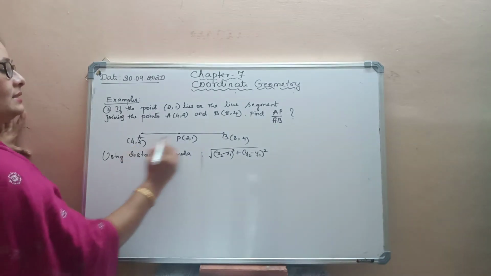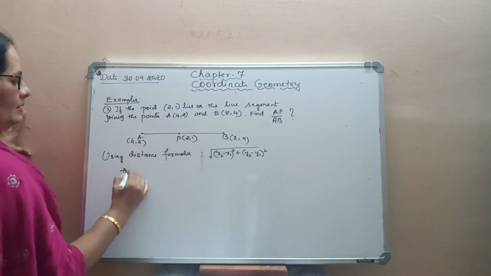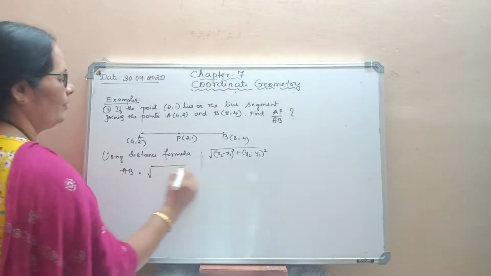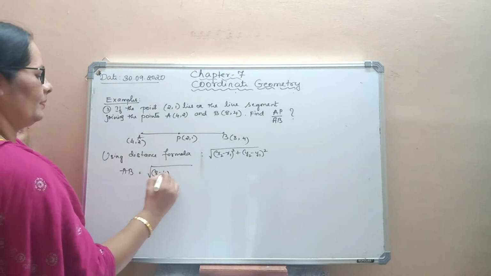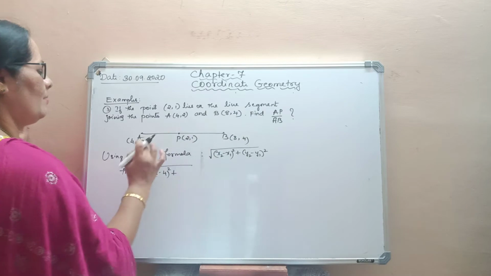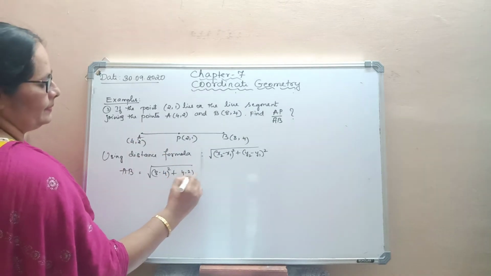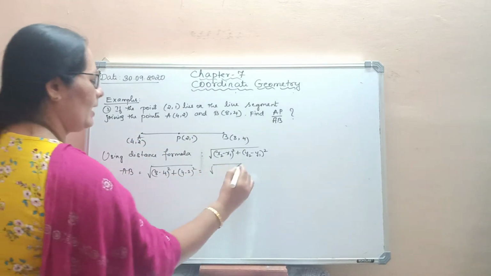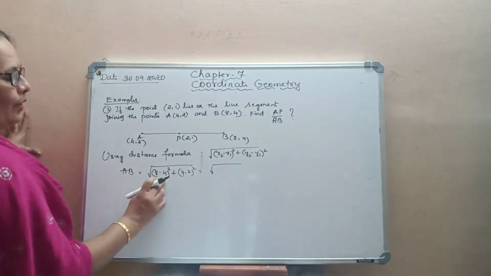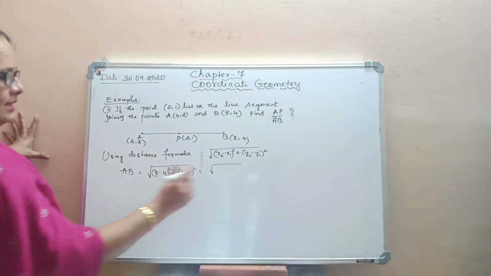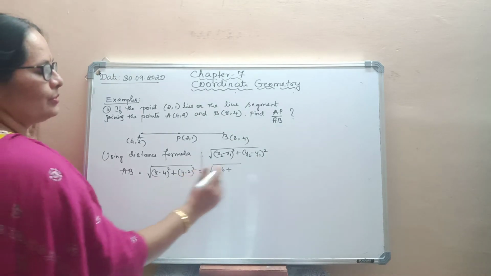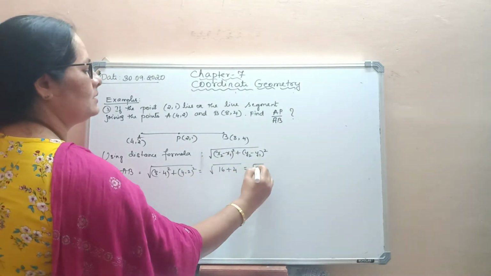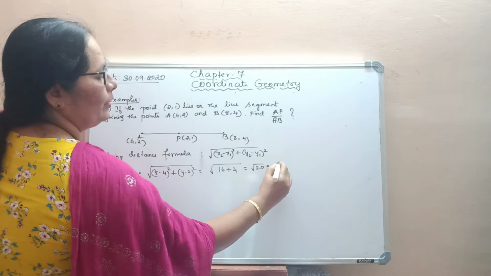Now distance AB equals root of (8 minus 4) whole square plus (4 minus 2) whole square. So 8 minus 4 is 4, 4 square is 16. Then 4 minus 2 is 2, 2 square is 4. So which is 20, so 2 root 5.